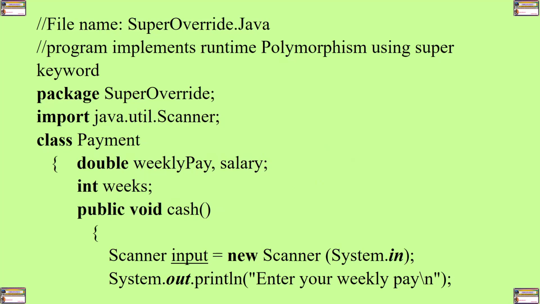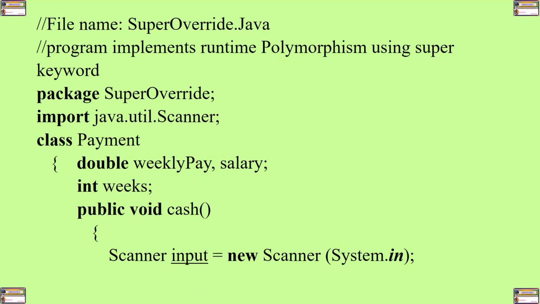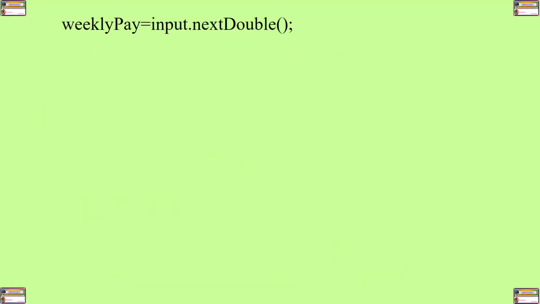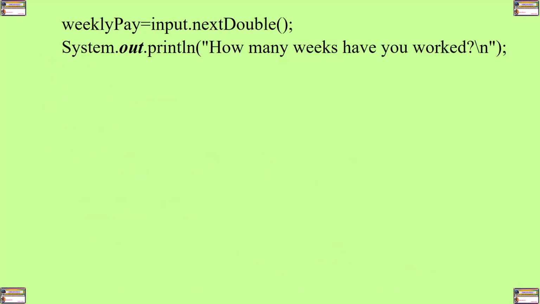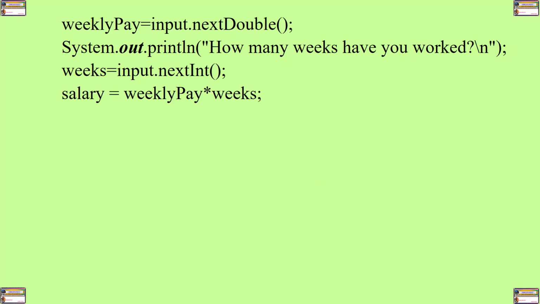Then from there, we prompt the user to enter his or her weekly pay. So this statement will be displayed on the screen, and then the user will be given an opportunity to type a value, which will be read by the nextDouble method, and that value will be stored in the memory location or data member called weekly pay. From there, the following statement will be displayed on the screen: how many weeks have you worked? And then the user will key in a value, which will be read by the method called nextInt, and that value will be assigned to the memory location or data member called weeks.